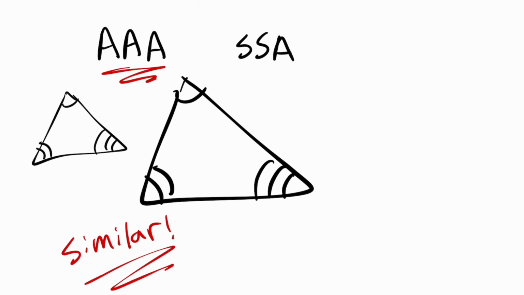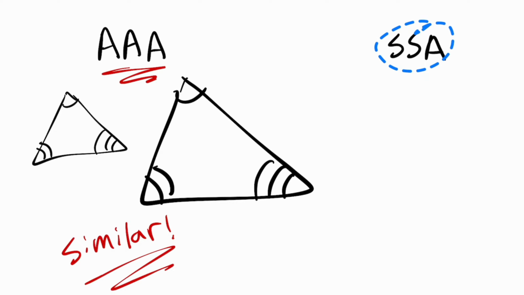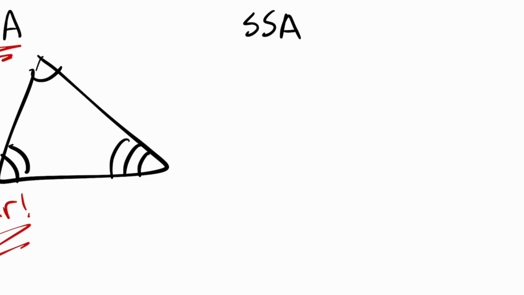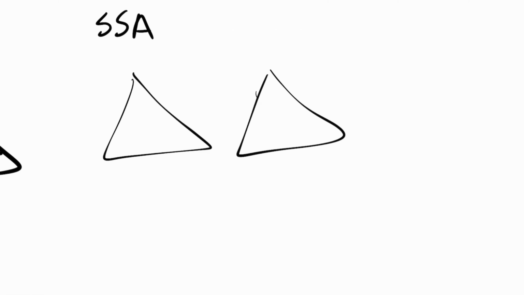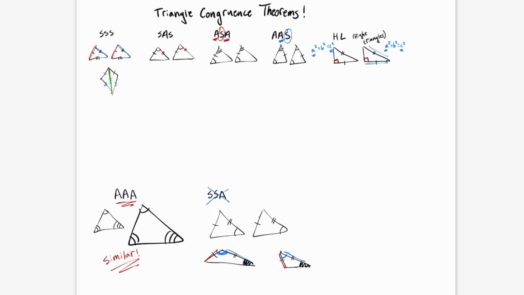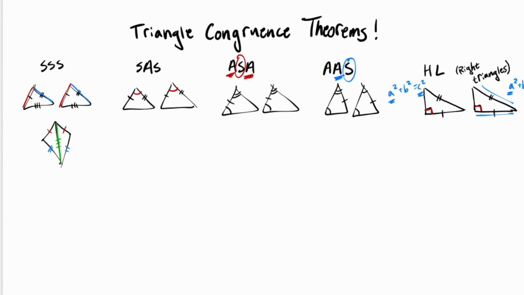And last but not least, we have SSA, or side angle. We've already alluded to this a little bit, but here is where you have two sides and an angle, but the angle that's marked is not in between the sides, it is only touching one of the sides. This is a case where you cannot conclude that the two triangles are congruent at all. You don't have enough information to be able to say that the triangles are fully equal. Okay, so that is all of our triangle congruence theorems.